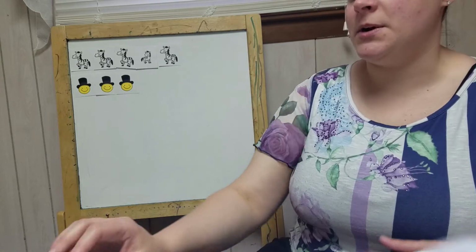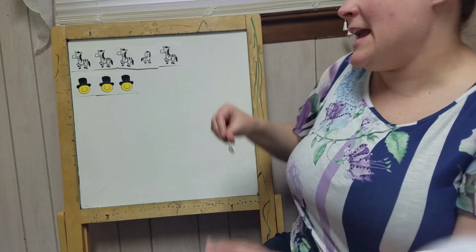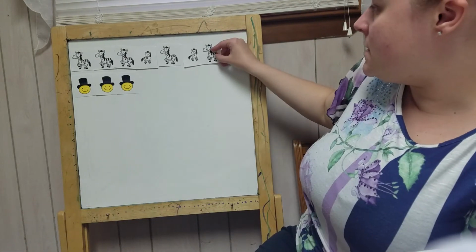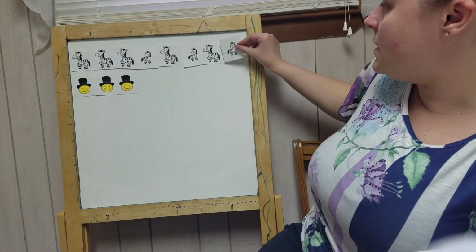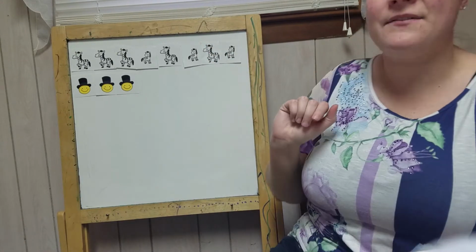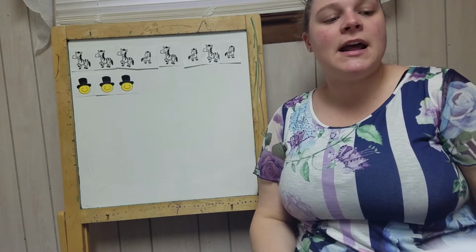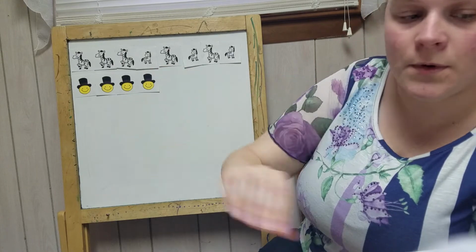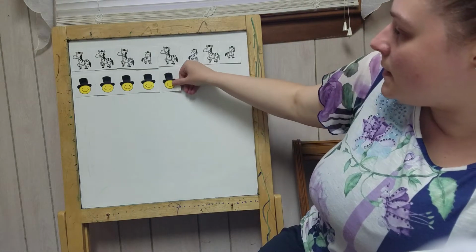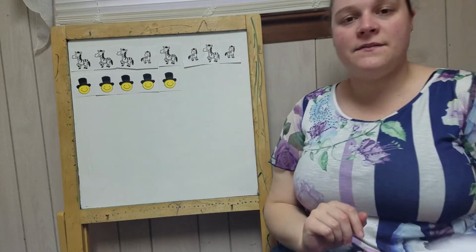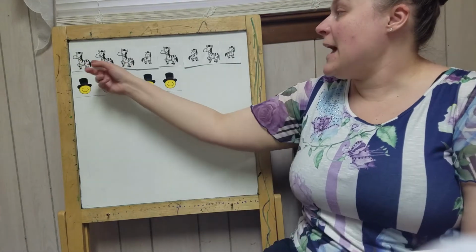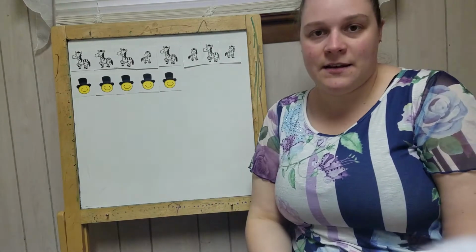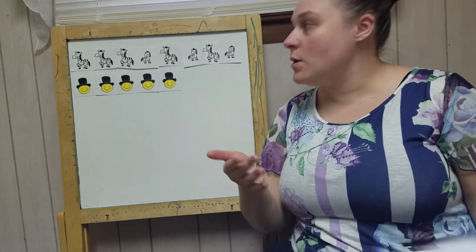So let's try another one. This time we're going to have 8 zebras. So we already had 5. So 6, 7, 8. We have 8 zebras this time. And we're going to have 5 smiley faces. So we already have 3. 4, 5. 5 smiley faces.